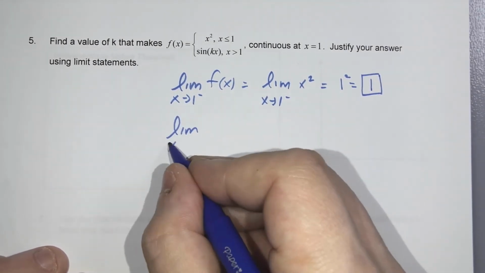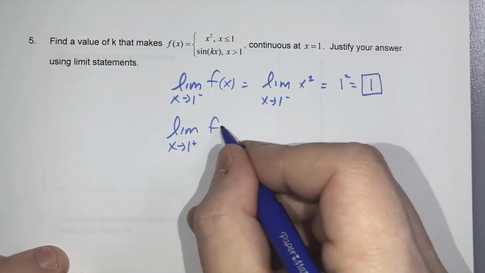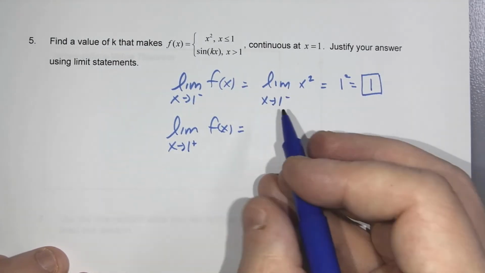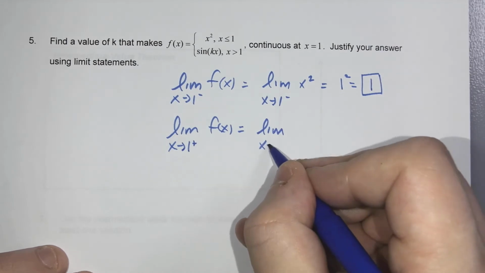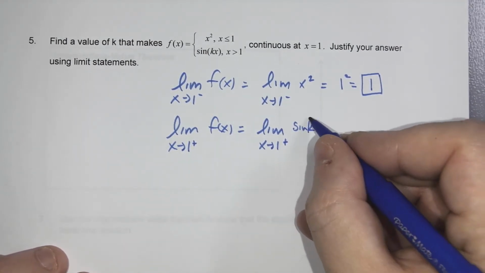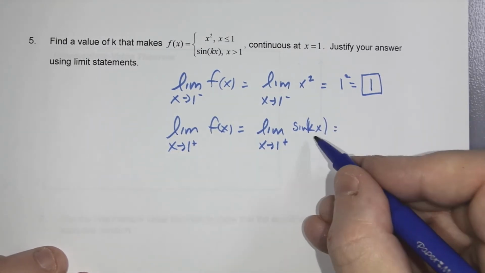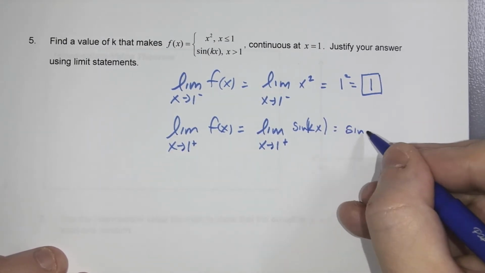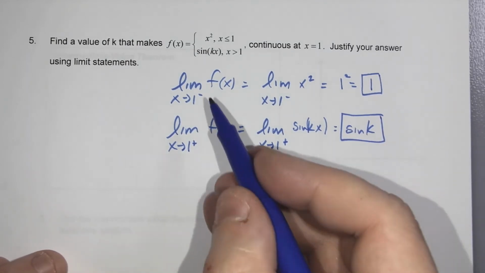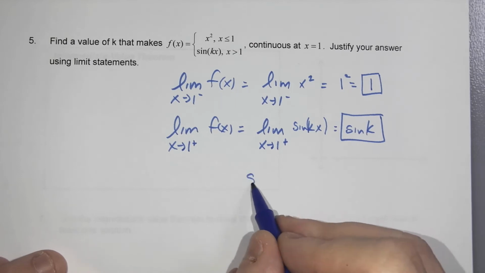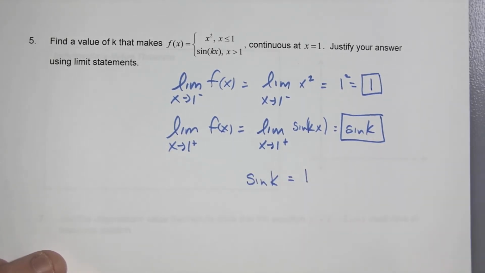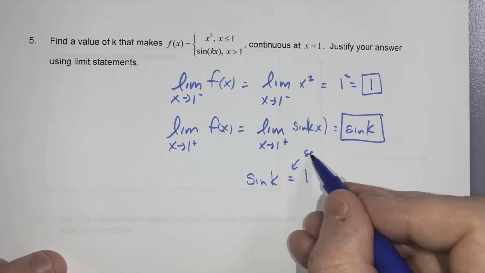If we approach 1 from the right, that means we're on the other branch. So we'd have the limit as x approaches 1 from the right of sine kx, and that's just replace x with 1, and we just get sine of k. So we can make the limit exist as long as we make sine of k equal to 1, which means let's set those equal to 1.